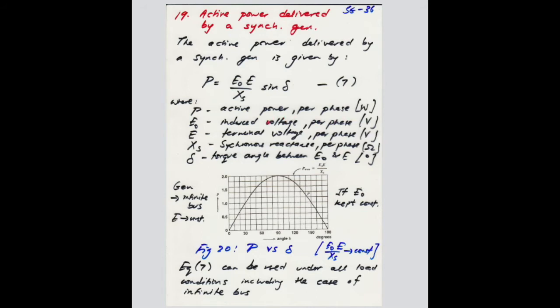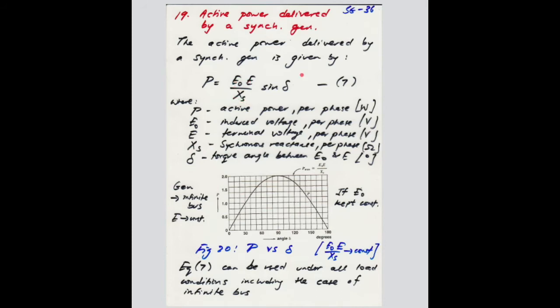So from your phasor diagram, as you can see, you know the magnitude of the induced voltage and of the terminal voltage. That's the load angle or the torque angle, right? So that's the angle between those two phasors, E0 and E, and that's your synchronous reactance.